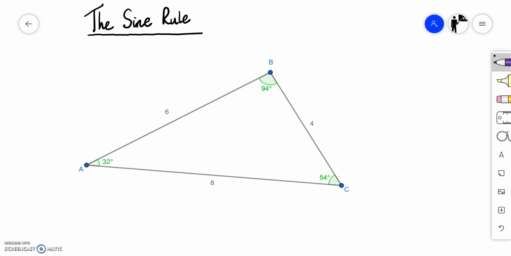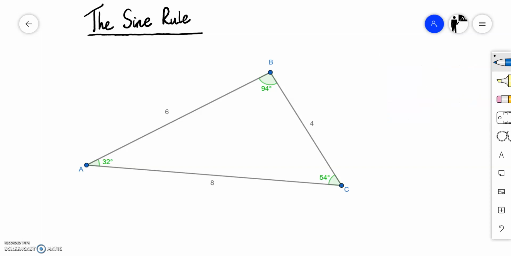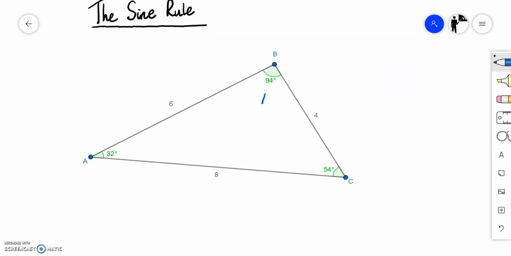In order to use the sine rule, we label the opposite sides of triangles. Do you notice that this angle at the top here, labelled B, the side across from it, we would label that side lowercase b to show that relationship. Similarly, the side across from angle A, we would label lowercase a. The side across from angle C, we would label lowercase c. When we're working with the sine rule, we always label the sides.